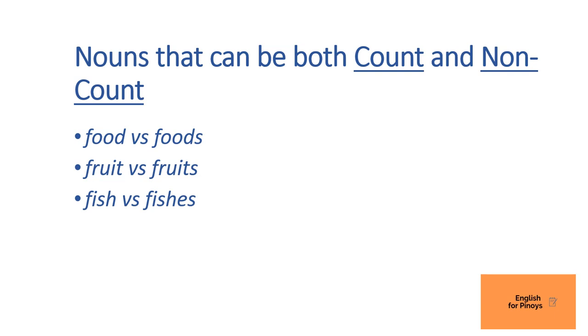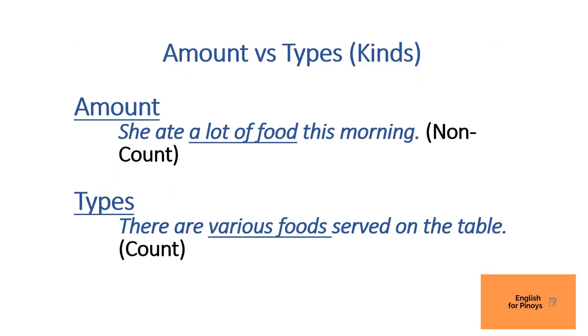In other words, when is food a count noun, and when is it a non-count noun? Okay, so the easy way to know if you're using it as a count or non-count noun is to try to determine if you're using the word as if you're referring to an amount or you're referring to types or kinds. For example, if you're talking about the amount of food, then that's a non-count noun. You say, she ate a lot of food this morning. I don't know how much, but she ate a lot. So you're talking about the amount there. So you're using it as a non-count noun.